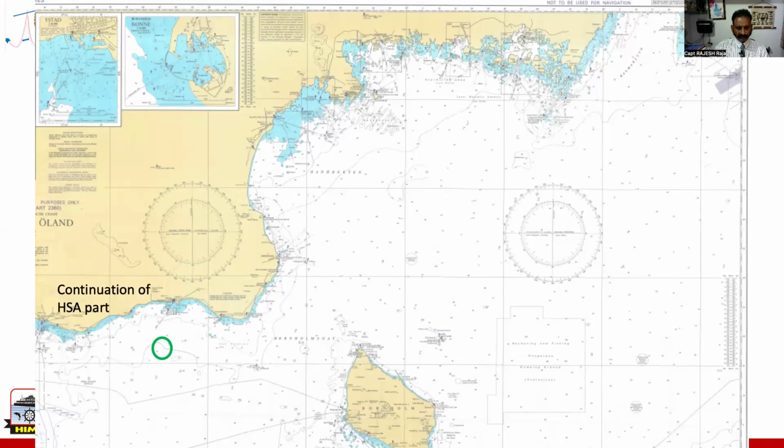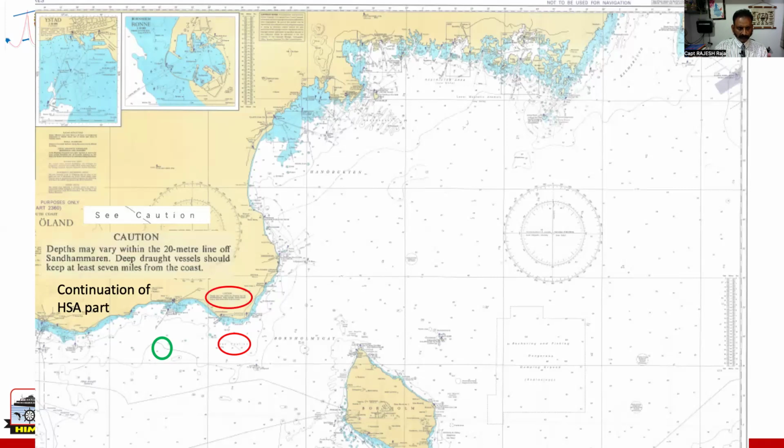I'm still highlighting a few things. The caution notice was written C caution. And this is the caution. It talks about depth, and it talks about the 20-meter contour line. So there is a small caution. Please be aware of that.